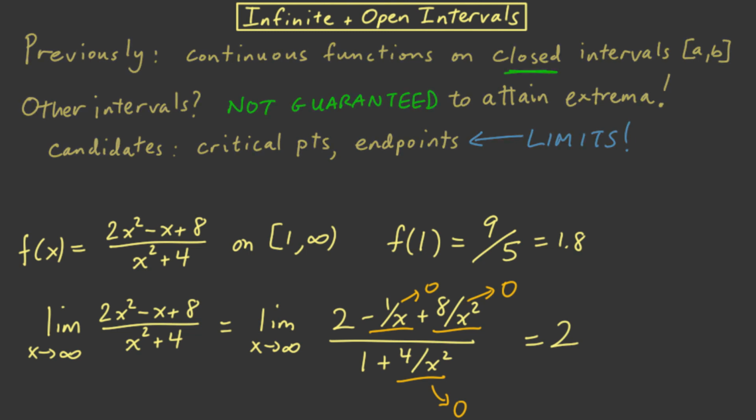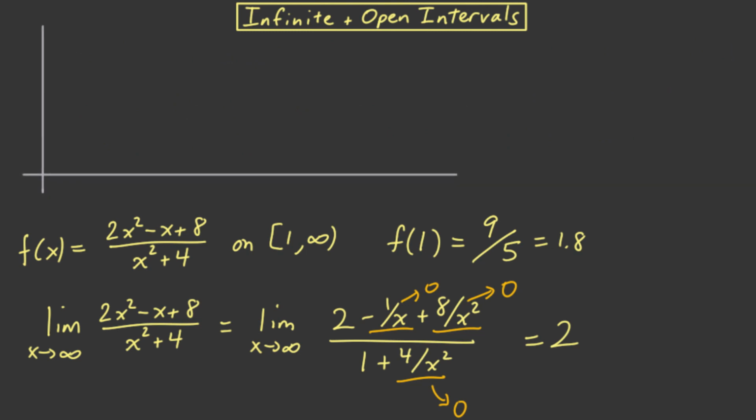Okay, let me clear some space, and then we can start drawing some of this. f of 1 we said was 1.8. So this point here is on the graph. And then the limit as x approaches infinity is 2. So we're going to have this asymptote as x goes off to the right. What happens in the middle? Well, we need to find the critical points for that.